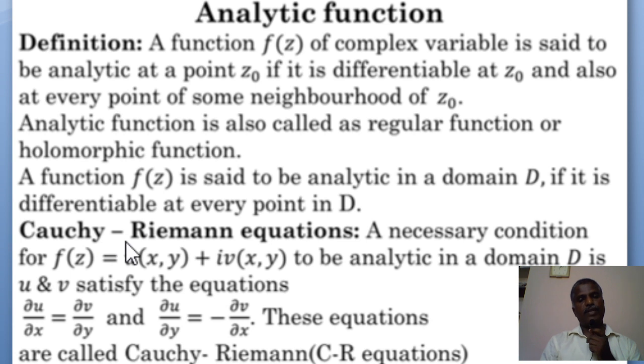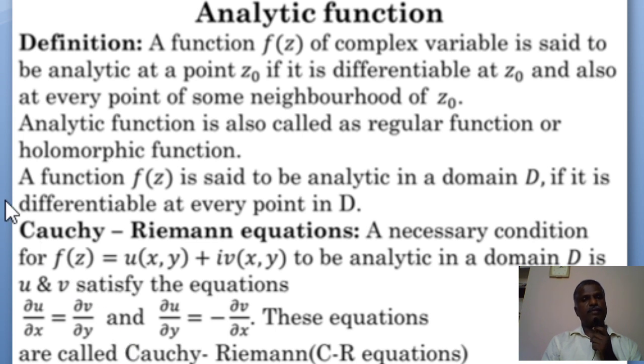Let us see what the Cauchy-Riemann equations are. It is a necessary condition for the function f of z equal to u plus iv to be analytic in a domain D that u and v satisfy the equations, that is, the partial derivatives: dou u by dou x is equal to dou v by dou y, and dou u by dou y is equal to minus dou v by dou x. Because u and v are functions of x and y, the derivatives are partial derivatives. These equations are called Cauchy-Riemann equations, or simply CR equations.